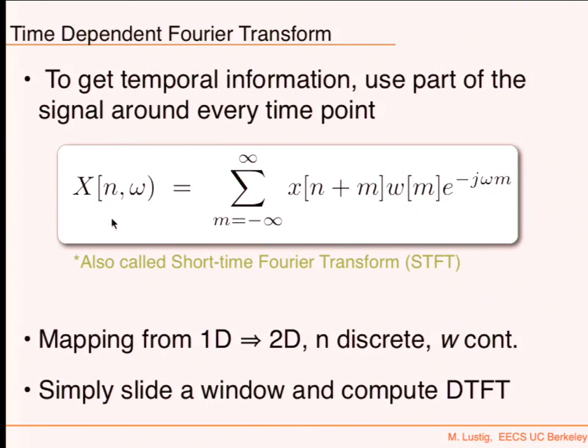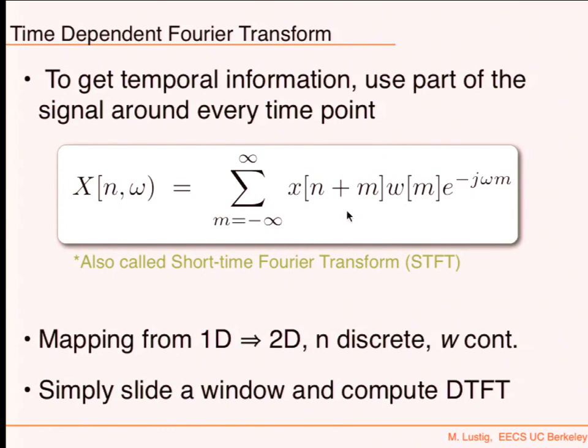Now, here's an interesting mapping. If you think about it, we started with a small x that has a parameter n. It's just a time series. And often when you do a DTFT, you get omega. You map one parameter to one parameter. N is mapped onto omega. Now we get a two-dimensional space. We get a result which depends on n and depends on omega.